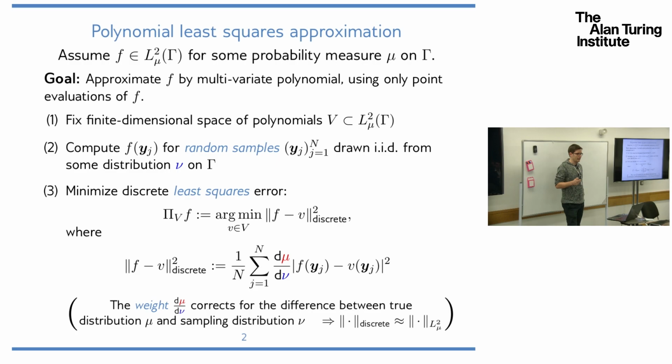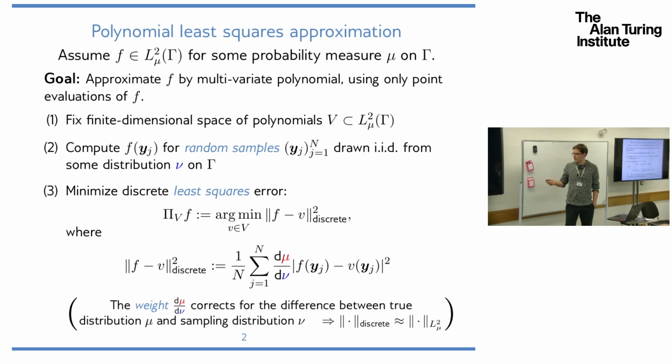And then to find a function in this polynomial subspace, what you do in least squares approximations and random least squares approximations is that you generate random samples, this time from a sampling distribution nu, which does not have to be equal to the underlying probability measure mu. And then finally, you define your least squares approximation as the polynomial in your subspace that minimizes this discrete L2 norm here, which has the Radon-Nikodym derivative of the underlying probability measure mu with respect to the sampling measure nu, to make up for this kind of importance sampling that Albert has talked about.